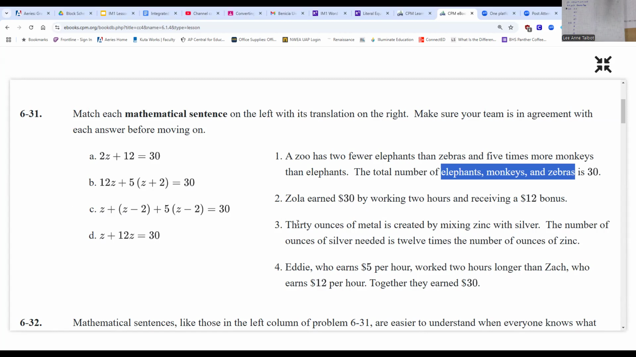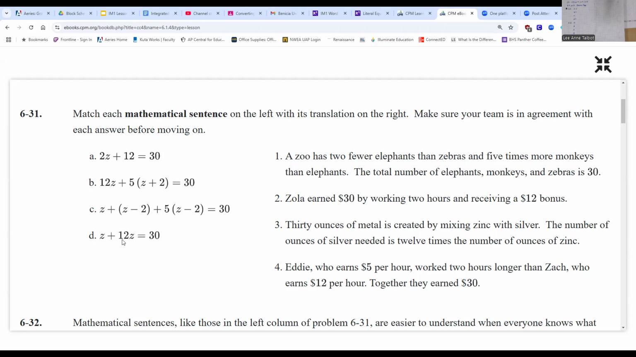Zola earned $30 by working 2 hours and receiving a $12 bonus. So that's 2 hours, 2 Zolas plus $12 bonus is 30. So that's A. 30 ounces of metal is created by mixing zinc with silver. The number of ounces of silver needed is 12 times the number of ounces of zinc.